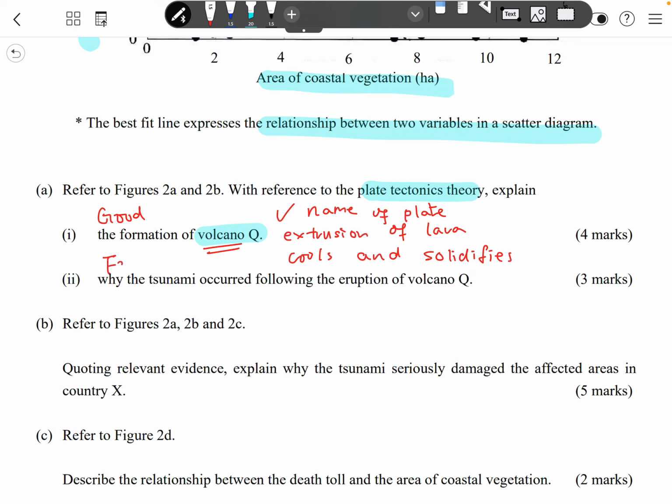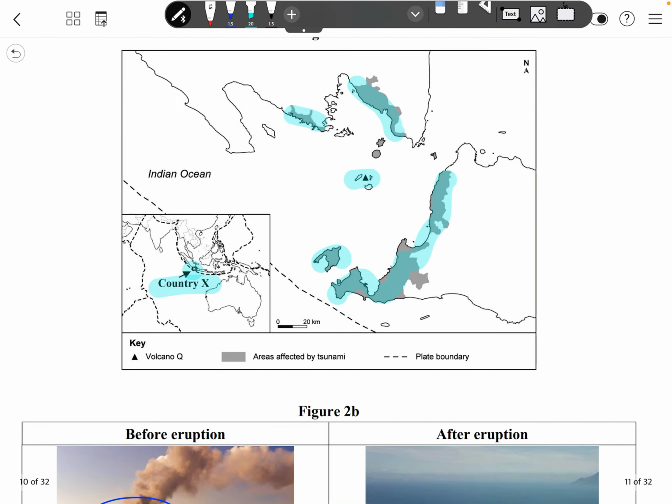So number 2, fair. Why did the tsunami occur following the volcanic eruption of Q? So the volcanic eruption comes first and then the tsunami comes second. We call this a secondary hazard. Why do we have the secondary hazard? So look at 2A and 2B. The volcanic eruption comes first, and then it will trigger off the tsunami. How does the volcanic eruption trigger it off?